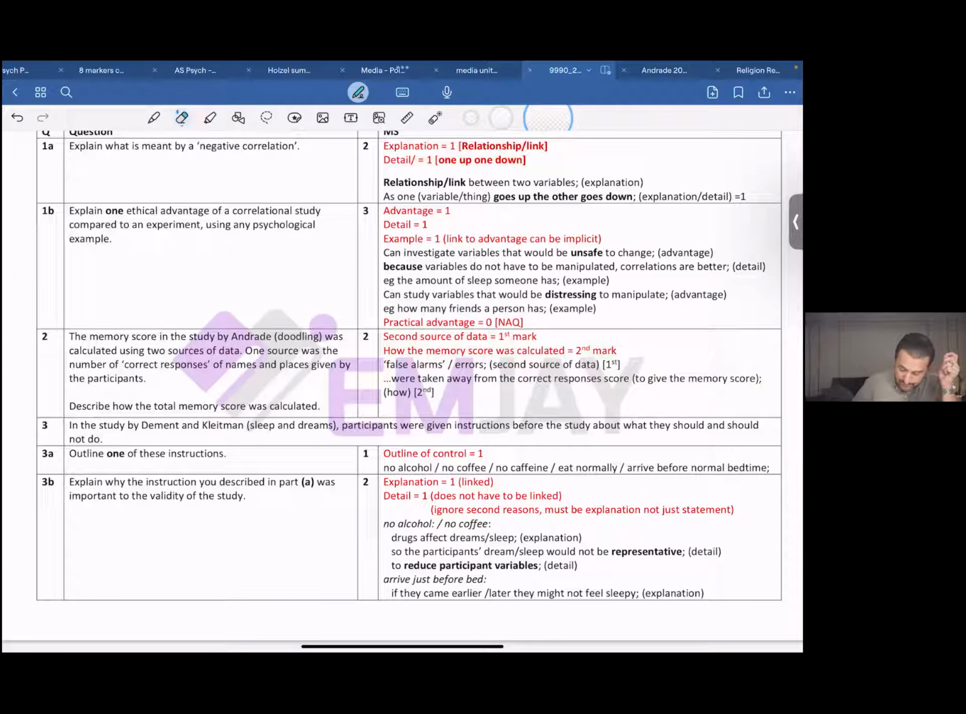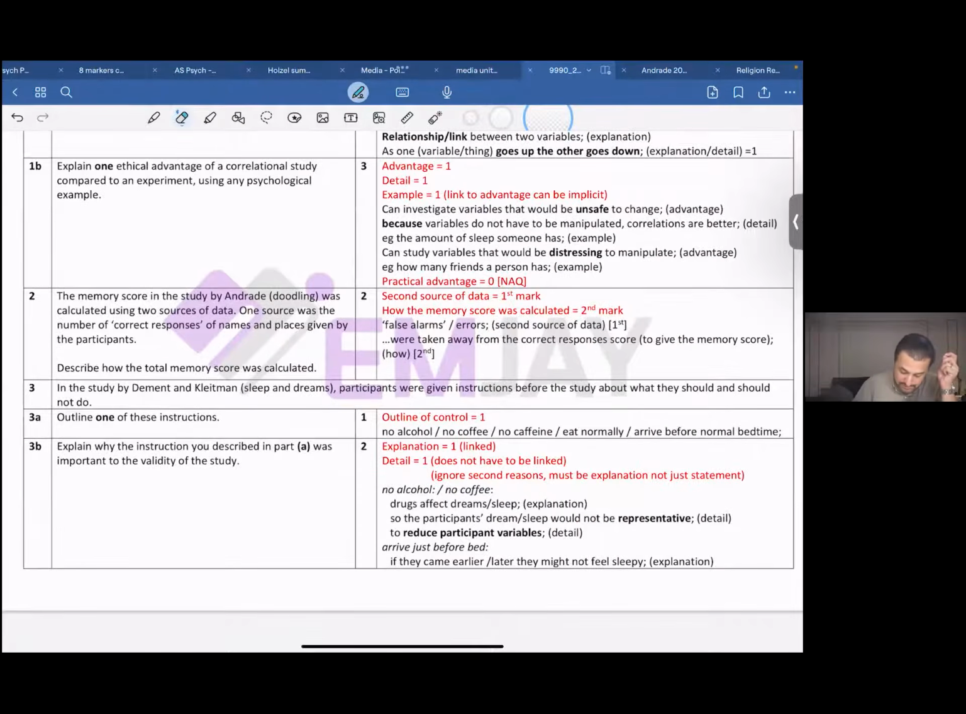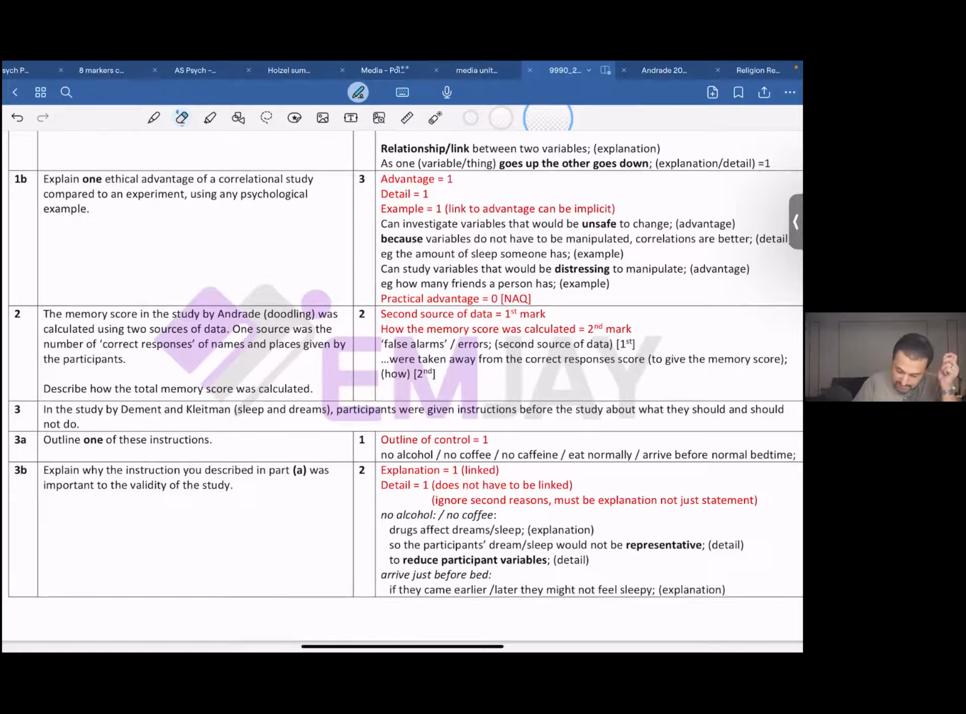Having a look at question number three, the third question is from the study that was conducted by Dement and Kleitman. So in the study by Dement and Kleitman, I'll highlight it. I'm not really happy with the font over here, but it is what it is. In the study by Dement and Kleitman, Sleep and Dreams, participants were given instructions before the study about what they should and should not do, which I'm sure you all remember, the controls. We're talking about the controls over here, right? Outline one of these instructions.